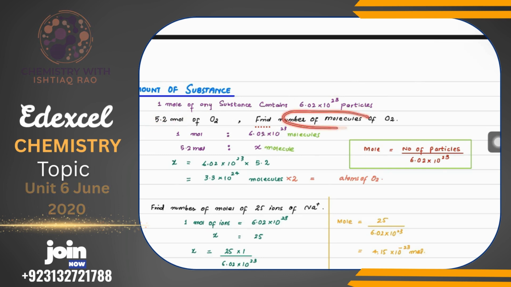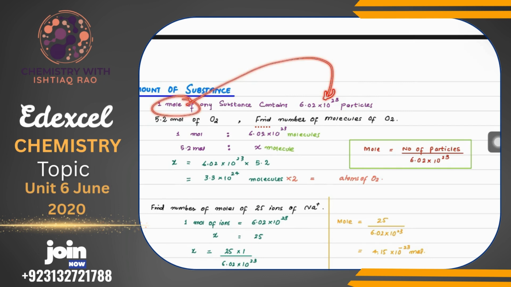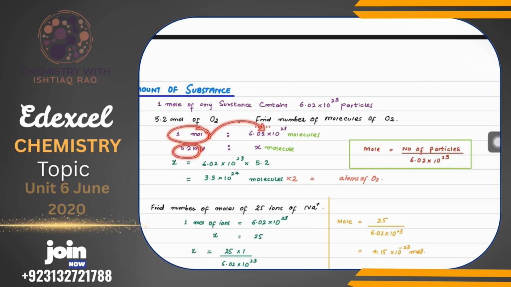So that's the reason I am saying, if I have 1 mole of oxygen, what would be the number of molecules? Particles means molecules, atoms, or ions, the same thing. So 1 mole contains this much. If I have 5.2 moles, that's going to be X. So of course, then you have to cross multiply this, and you will get your answer. The answer is this one, isn't it?